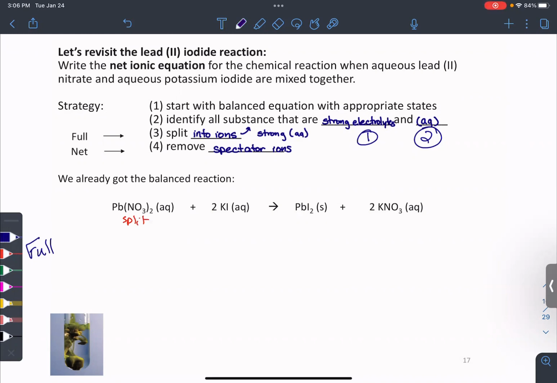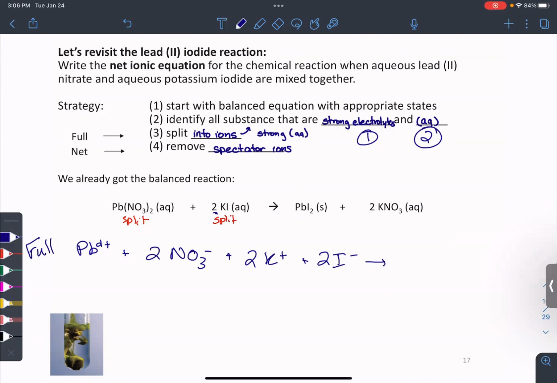Yes, we do. So we split this. What that looks like is we have a lead 2+ and 2 nitrates. And all of this is aqueous. I'm just being lazy and removing this. Okay, let's do the next one. KI. Is KI a strong electrolyte? Yes, it is. Is it aqueous? Yes, it is. So do we split it? Yes, we do. So we split KI too. But how do we split it? Do we just get 1 K+ and 1 I-? No, we actually get 2 of them because there are literally 2 of those formula units there. So we have 2 K+ and 2 I-. Following? Okay, let's keep going.